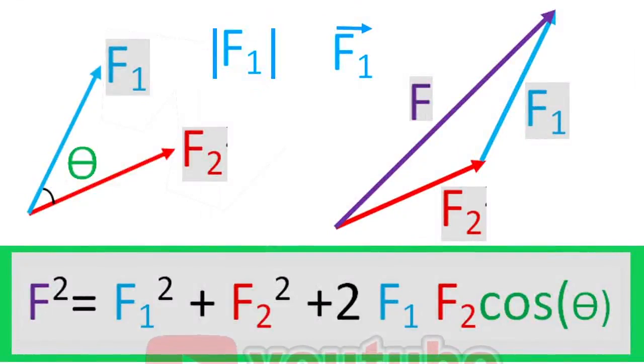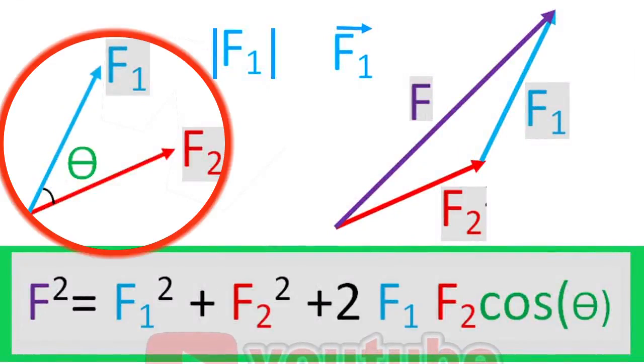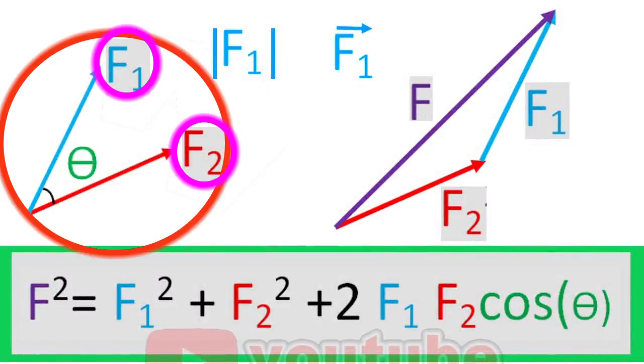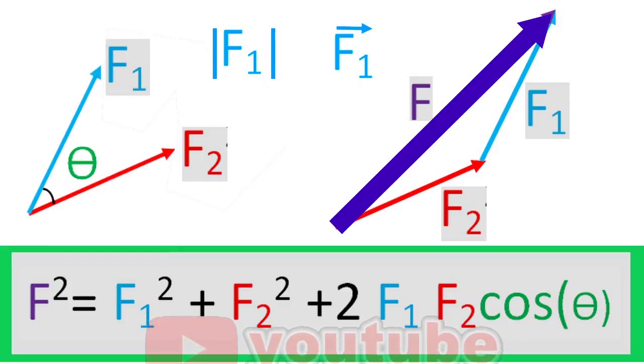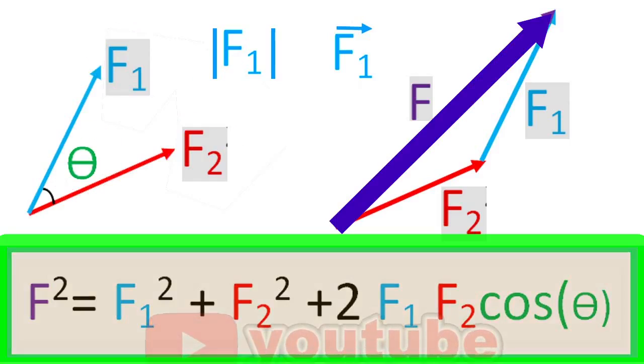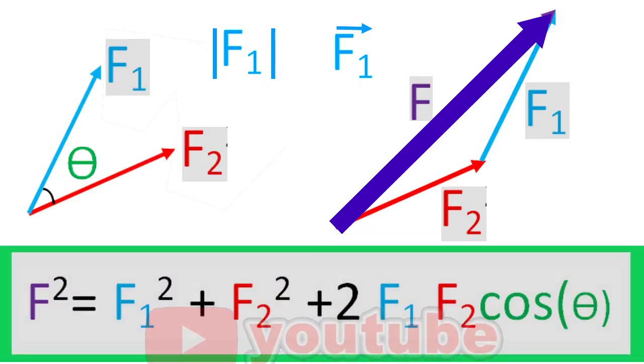Tip: suppose two arbitrary forces, F1 and F2, are applied to a body. The angle between these two forces is theta. The resultant of two forces is calculated by the following formula. We have already mentioned the method of drawing the resultant force. Here we will remind again.